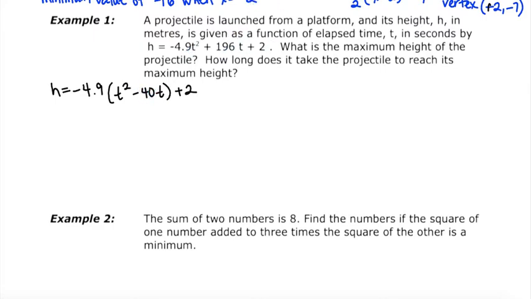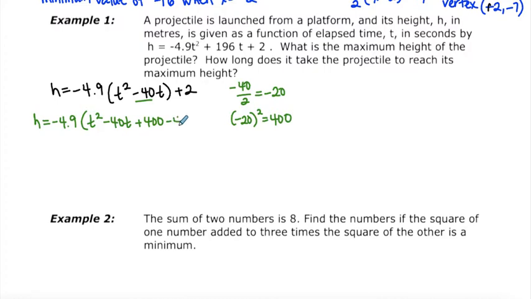Then I take a look at my coefficient in front of the t term. I'm going to take this number, divide by 2, that gives me negative 20. Then I'm going to take negative 20 and square that to give me 400. That's going to be the number that I add and subtract inside of this bracket. So I have h is equal to negative 4.9 times t squared minus 40t plus 400 minus 400, close the bracket, plus 2.